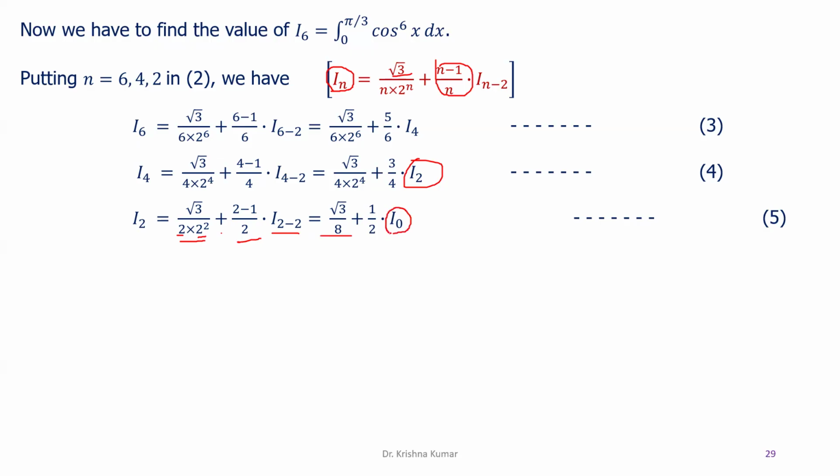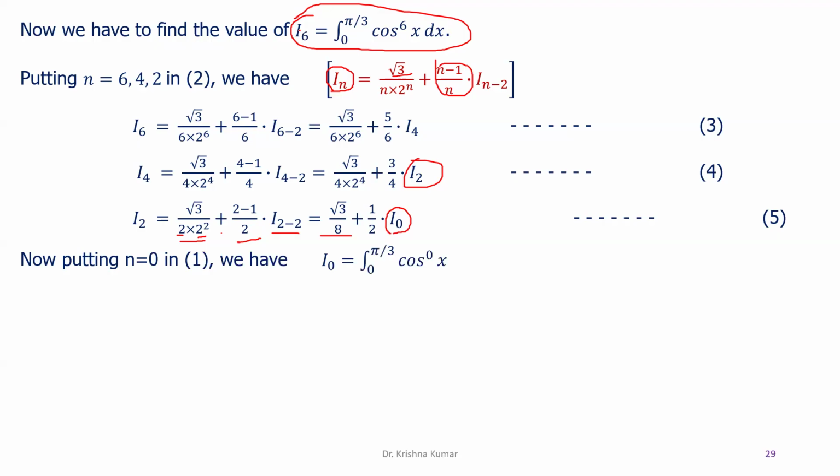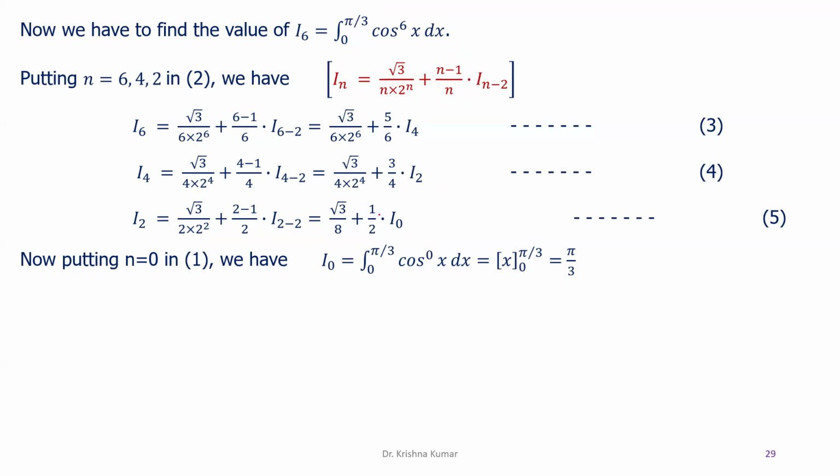Now, how to calculate the value of I0? In the given formula for In, we have to put the value of n equal to 0. So putting n equal to 0 in equation number 1, we have I0 is equal to integration of cos to the power 0x under the limit 0 to pi by 3 with respect to x, and cos to the power 0x is nothing but 1. So integration of 1 is x under the limit 0 to pi by 3. If we put the upper limit and lower limit, pi by 3 minus 0 is equal to pi by 3. So the value of I0 is pi by 3.